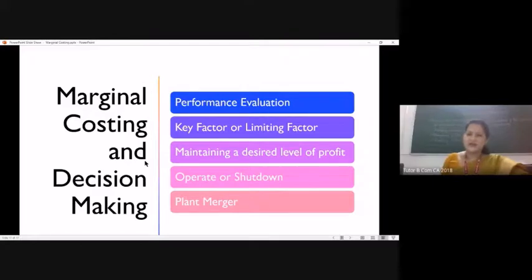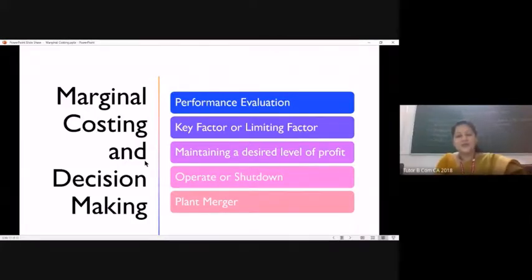Then maintaining a desired level of profit, of course. Operate or shut down. That again is another decision based on my profit earning capacity. How far I'm able to continue with my profit margin or improve my profit margin in the present condition. Should I continue to operate or shut down my business because in the present condition I'm not able to sell my product, or there is no market, or the market conditions are decreasing?